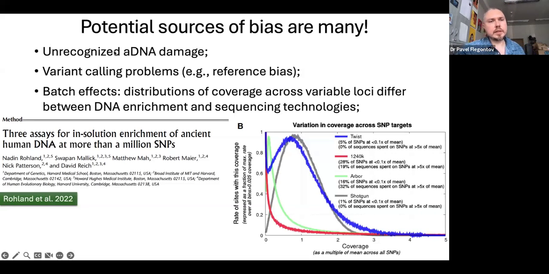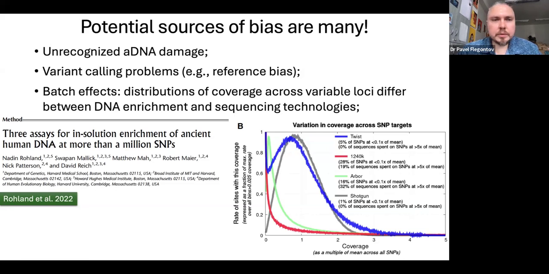Then, of course, there exist variant calling problems, such as reference bias, which is commonly known. Then batch effects. These are actually particularly important in archaeogenetic research, because archaeogenetic data sets come from multiple teams, and there's little standardization nowadays in the field.